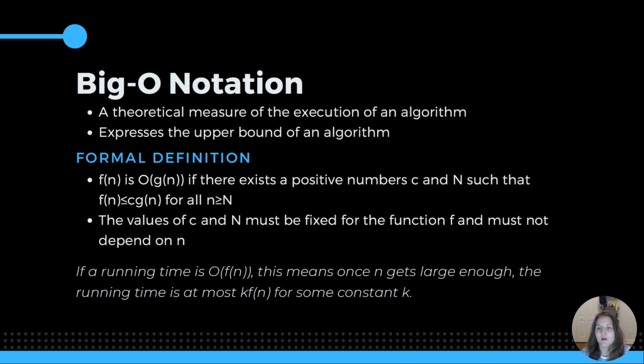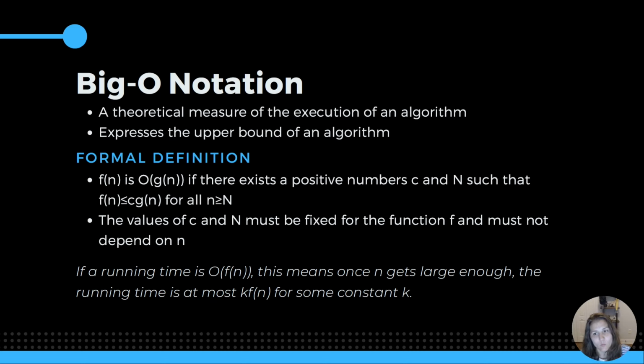So let's talk about Big O notation. Big O notation is one of the most commonly used notations for asymptotic complexity. It's the theoretical measure of execution of an algorithm, and this is usually described in terms of memory or time. Big O notation expresses the runtime in terms of how quickly it grows relative to the input as our input gets arbitrarily large. That means we're looking at the upper bound of an algorithm.